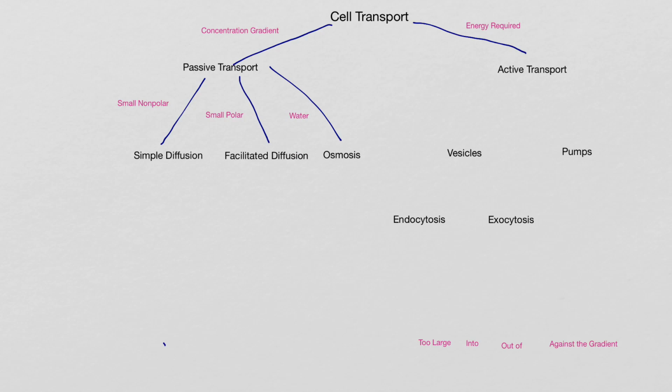Now, water gets its own special thing because even though it's a polar molecule, sometimes it can actually go through the membrane, and so it's kind of that in between. Plus, water is extremely important, and it's always moving across cell membranes, and so it just gets its own special name. So anytime you have the diffusion of water across the membrane, it's always going to be osmosis.